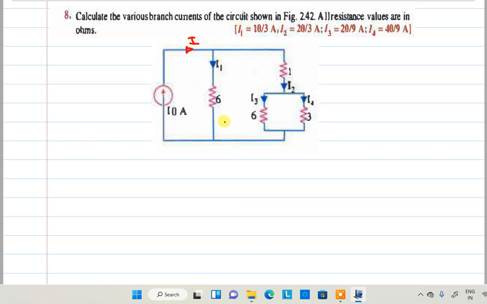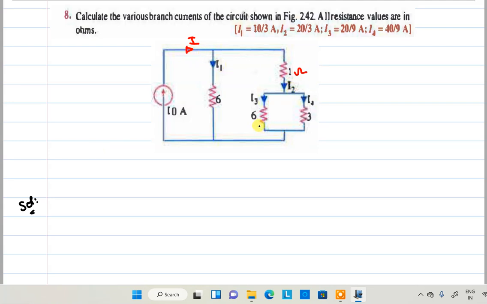Right, this total current is divided into I1 and I2 here, with a 1 ohm resistor. So to find out these currents in this particular circuit, I want to find out the two currents first, I1 and I2.